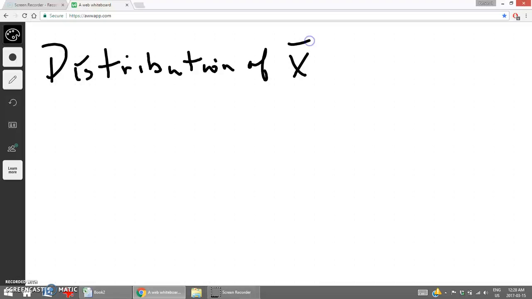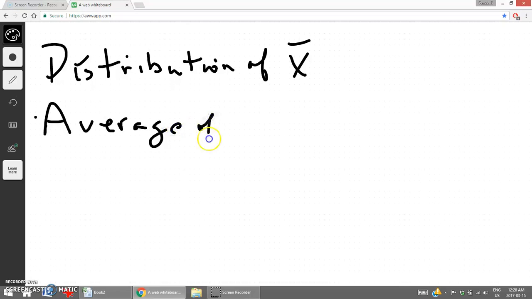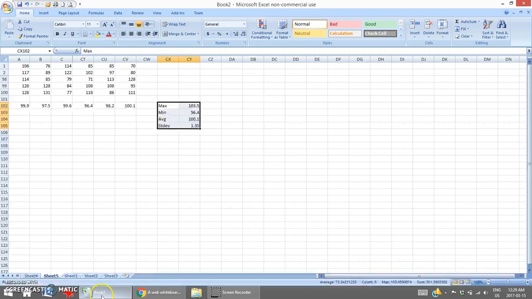Distribution of the sample means. The average of all the sample means, that's the first thing we need to note. The average of the sample means will equal the population average. In our example it's really close, but if we were to do this again with a bigger sample or more samples, this average will become much closer to the population mean of 100.